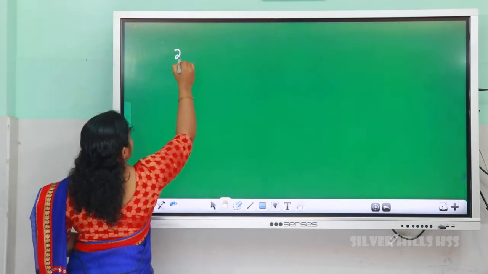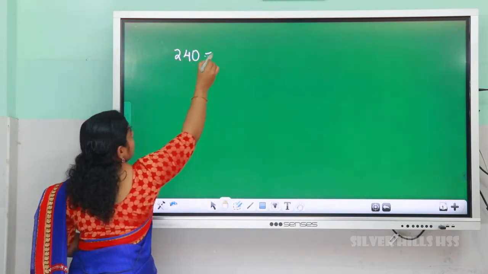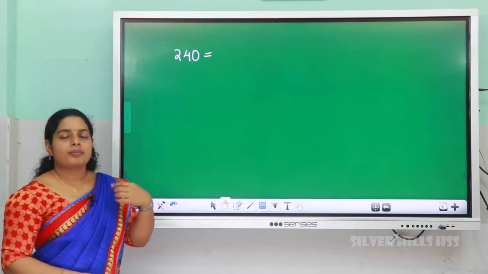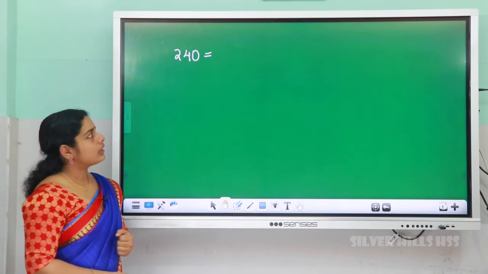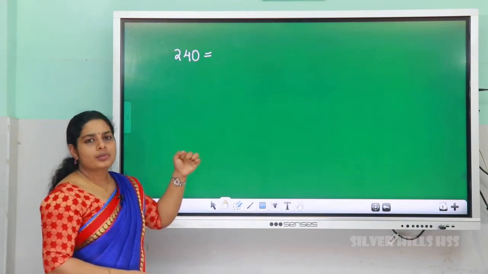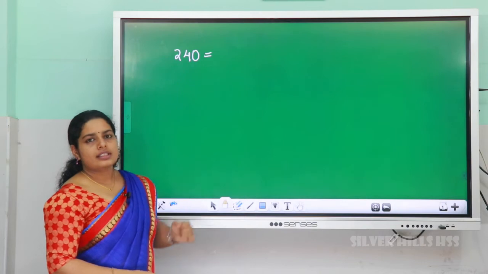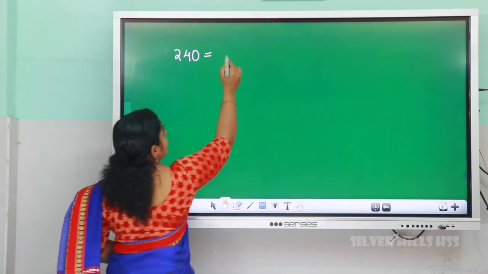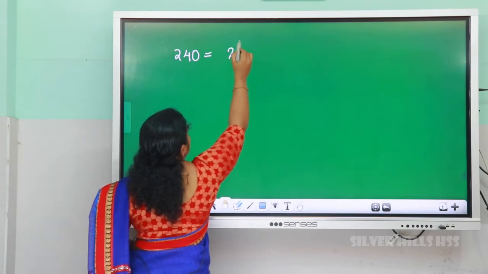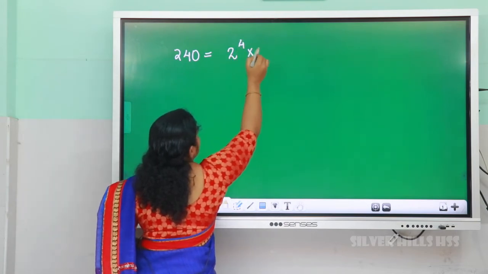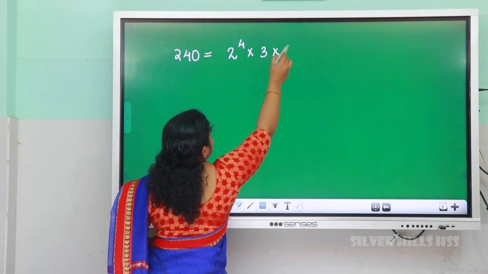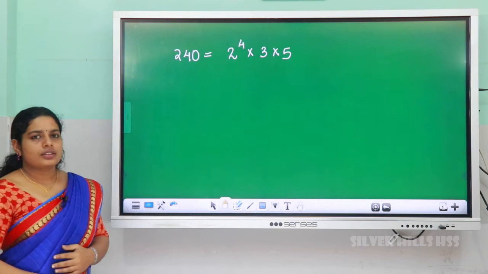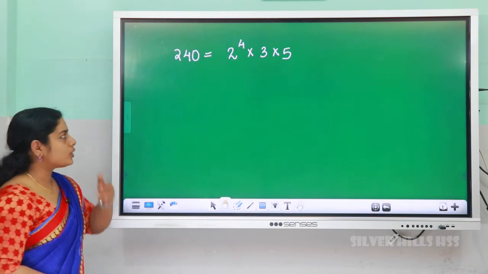To find the factors of a number, first we need to write this number as the product of powers of prime numbers. Product of powers of prime numbers means we have to prime factorize this 240. After prime factorizing, you will get this as 2 raised to 4 into 3 into 5.